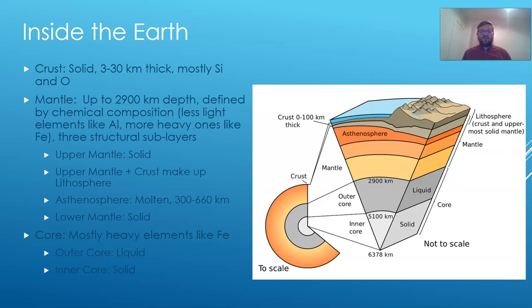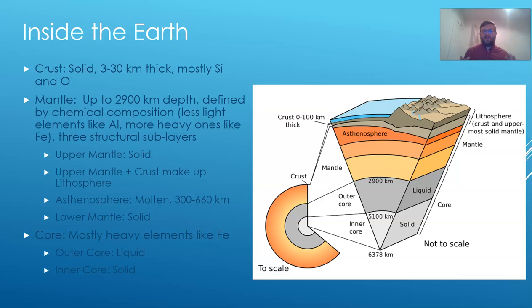So the crust is the only layer that we've actually directly seen. But using various sorts of other data, we can figure out what goes on below the crust. The next layer down is called the mantle, and that goes down to about 2,900 kilometers into the Earth. The mantle is distinguished from the crust by its chemical composition. It has fewer of the light elements like aluminum, which is one of the other constituents of the crust. It has more of the heavy elements like iron. So the chemical composition distinguishes the mantle from the crust.